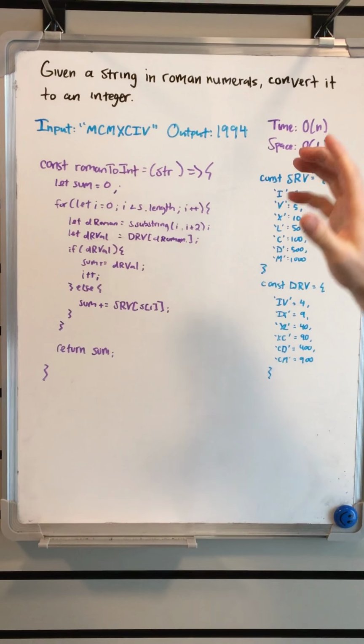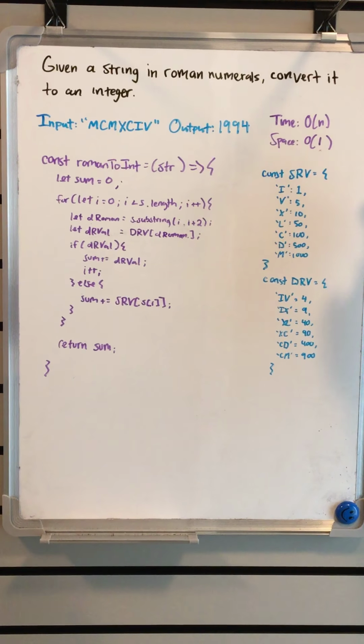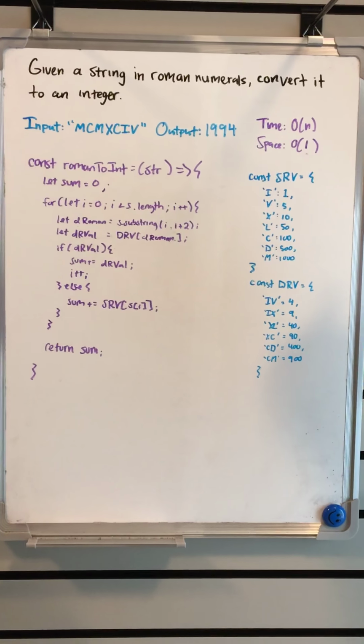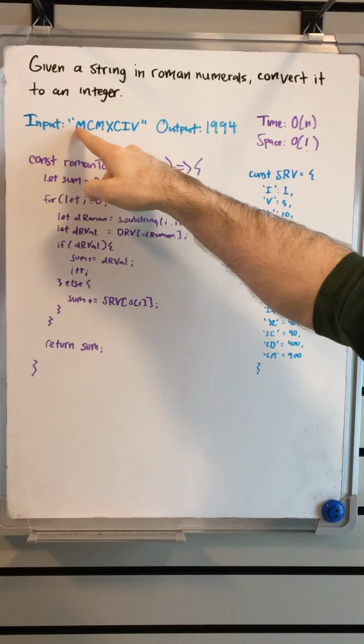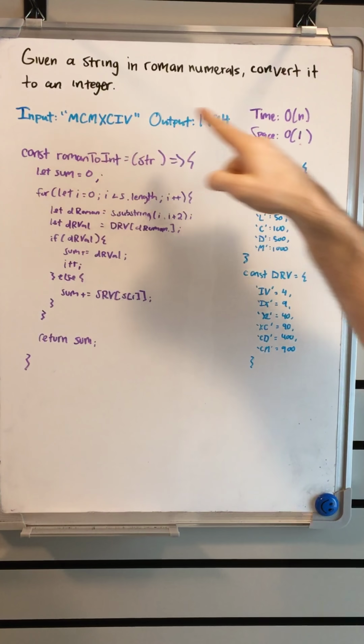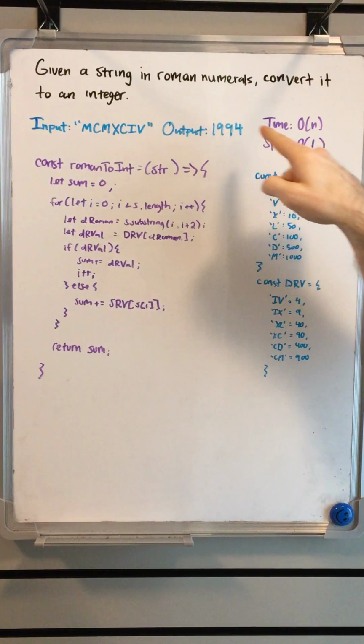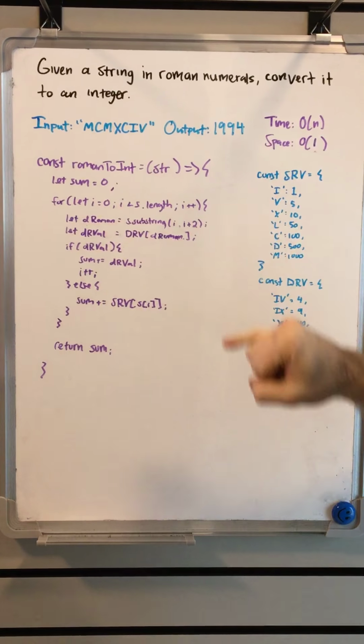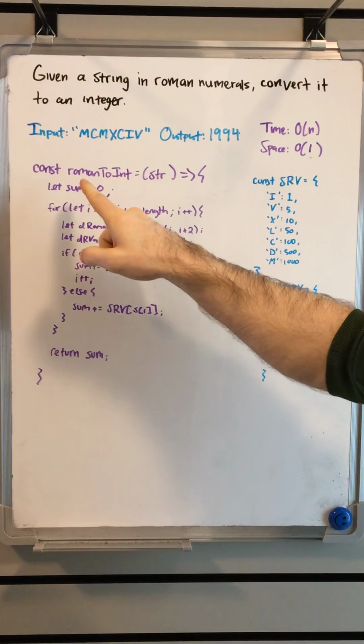So we're going to do this problem in O(n) time and O(1) space. It's going to be O(n) because we're going to loop through the given string once, and it's going to be O(1) because we are just going to be storing a number. So let's get into it.